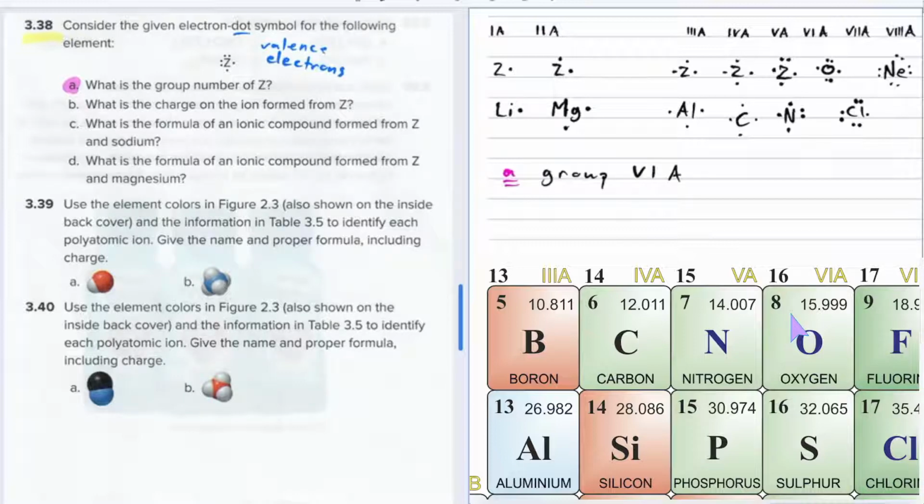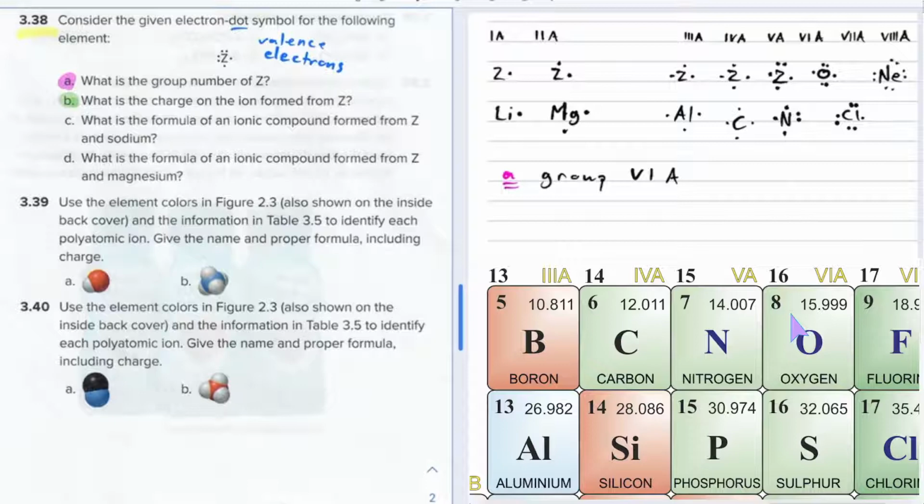Group 6A, and then how about B? Okay, what is the charge on the ion formed from Z? Okay, the idea here is, is it easier for this to gain electrons to be like a noble gas or to lose electrons?